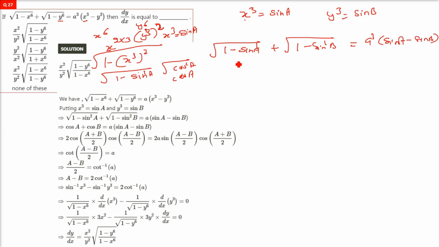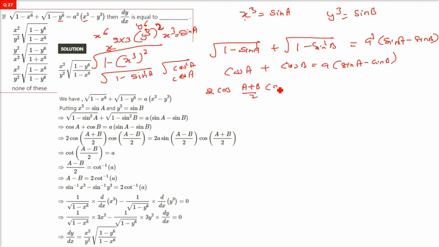So this is going to be, as I told you, square root of 1 minus sin^2 a, 1 minus sin^2 a is cos^2 a, square root of cos^2 a will be cos a. So cos a plus cos b is equal to a^3 (sin a minus sin b). Now don't worry about a, because it is going to get cancelled. You'll see that. Because this cos a plus cos b is 2 cos((a+b)/2) cos((a-b)/2).